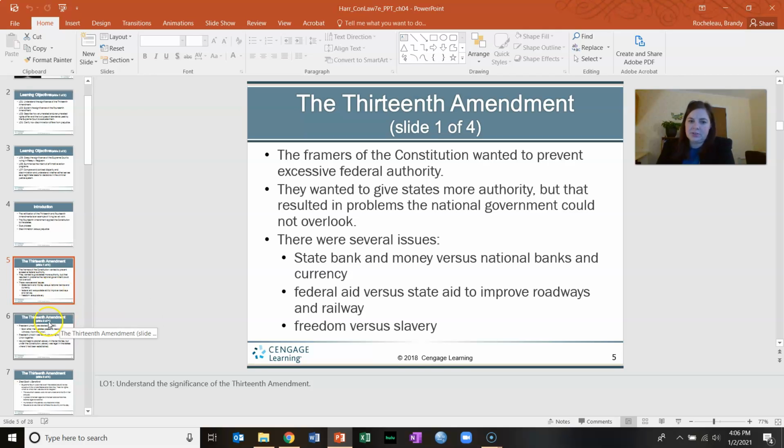There were multiple issues: state banks and money versus a national bank and money, federal aid versus state aid, and who was responsible for improving roadways and railways for trains, as well as slavery.